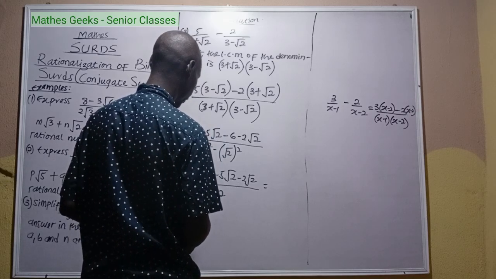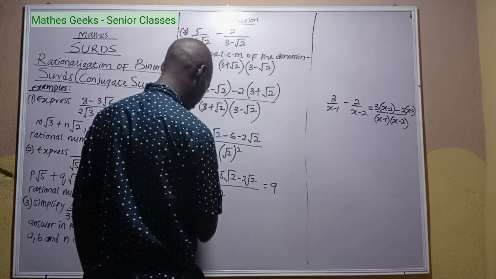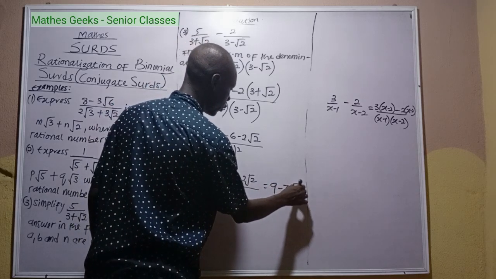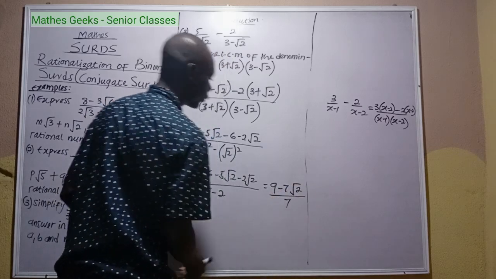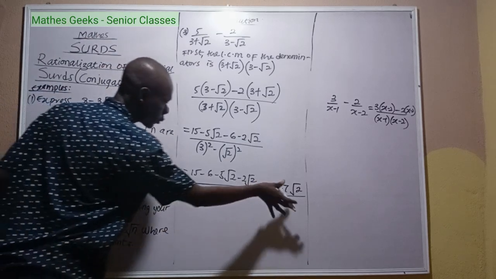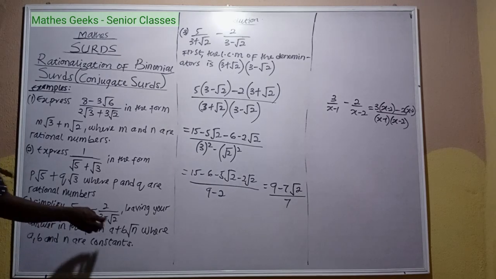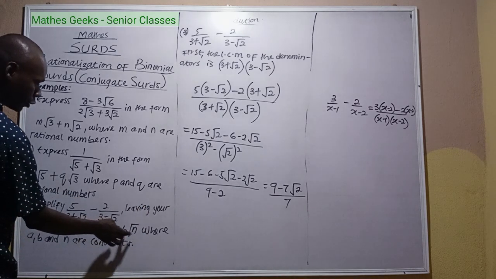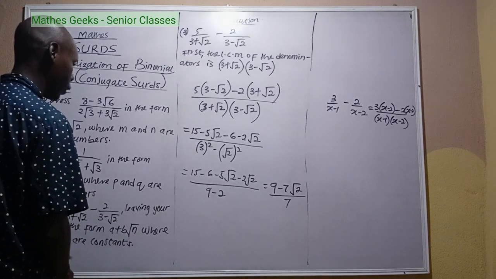15 minus 6 will give us 9. Minus 5 root 2 minus 2 root 2 will give us minus 7 root 2, over 9 minus 2, which is 7. So this is our final answer, but for the sake of what we have here, it says leaving your answer in the form a plus b root n, where a, b, and n are constants.